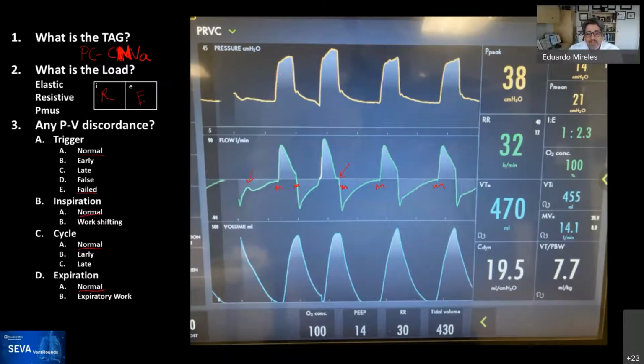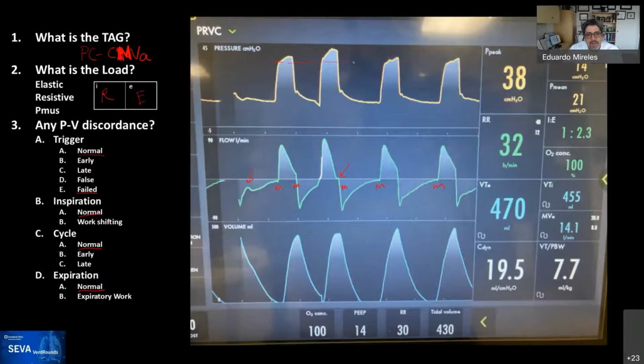The targeting scheme, if you saw this one on its own, may be a little challenging to read and to think that this is adaptive. We know that it's adaptive because it says PRVC, but there's a clue here that drives me a little bit nuts about the implementation of this algorithm on this ventilator.